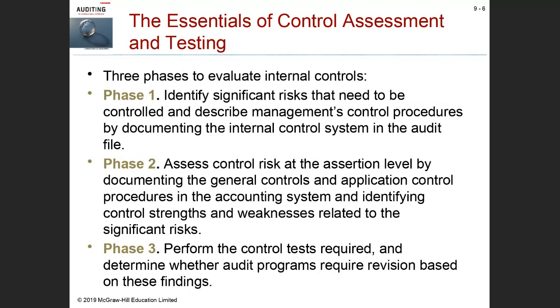And it's also good for the auditors from the perspective that they can gather the audit evidence that they need to support their audit opinion in a very efficient manner. So with respect to evaluation of internal control for an audit client, as we can see here, it's speaking about 3 phases. The first phase says identify the significant risks that need to be controlled and describe management's control procedures by documenting the internal control system in the audit firm's audit file.